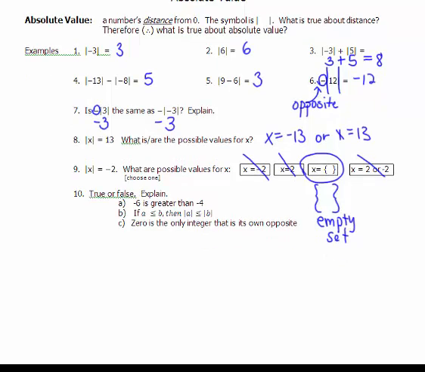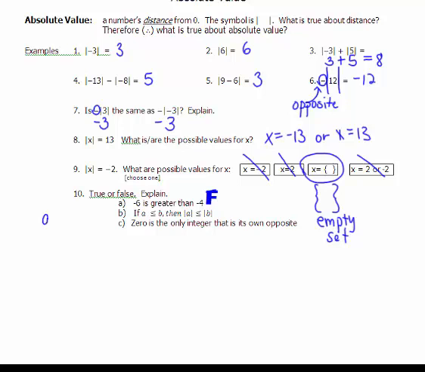The next section, true or false. So is negative 6 greater than negative 4? Absolutely not. Negative 6 is less than negative 4 because it is to the left of negative 4 on the number line. If A is less than B, then the absolute value of A is less than the absolute value of B. Well, let's try some values.